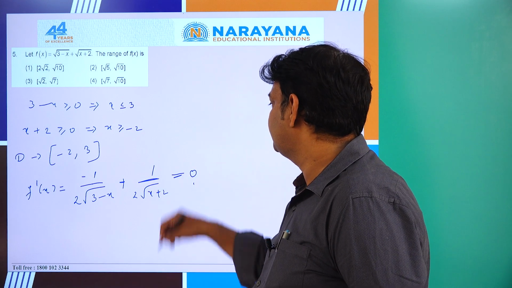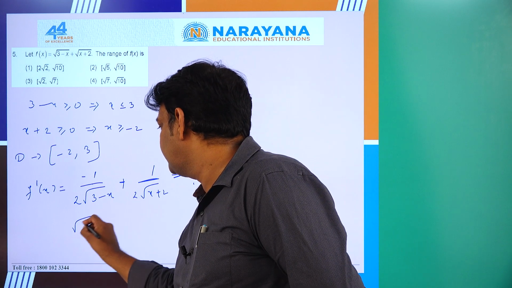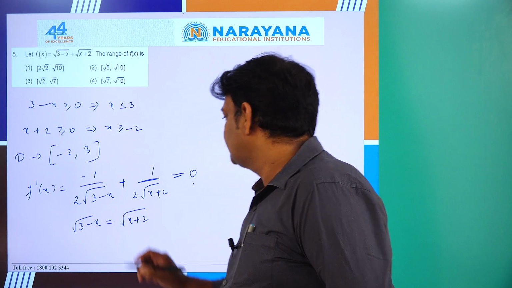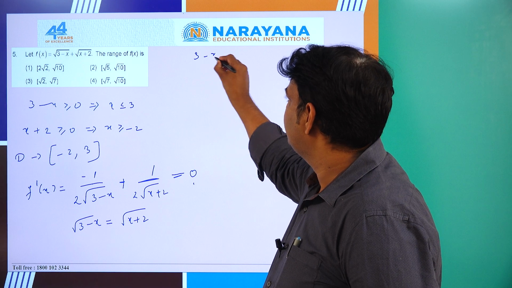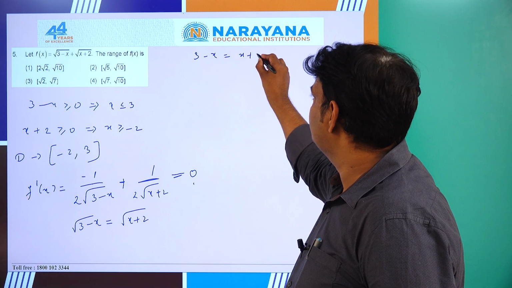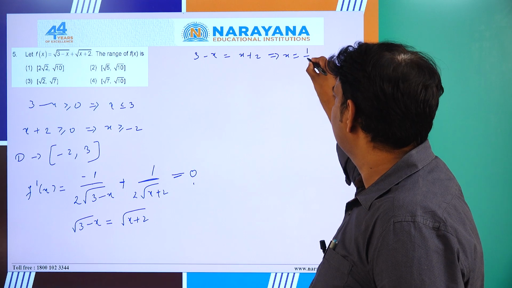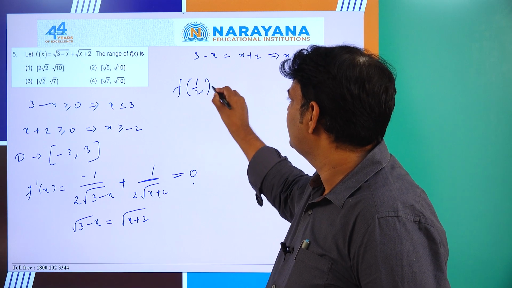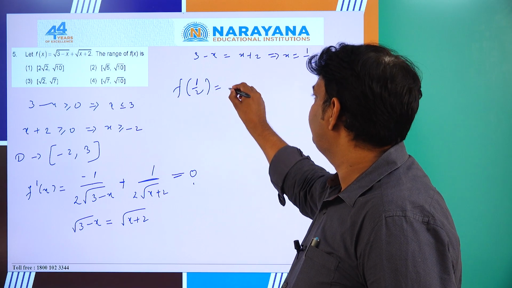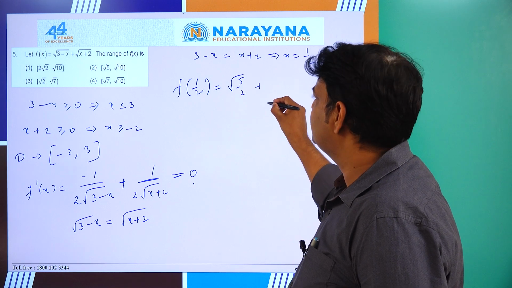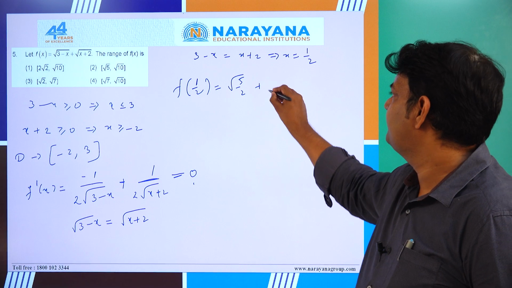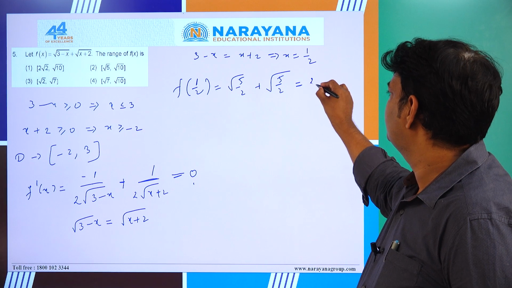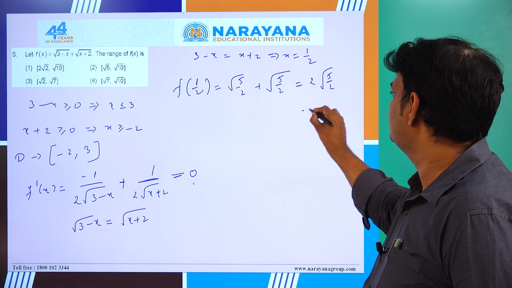For maxima or minima this should be 0. If you equate, what will you get? Root of 3 minus x is root of x plus 2. Squaring on both sides, 3 minus x is equal to x plus 2. What is the value of x? 1 by 2. So what is f of half? Root of 3 minus 1 by 2, root 5 by 2, plus root of 2 plus 1 by 2, root 5 by 2. That is twice of root 5 by 2, or root 10.